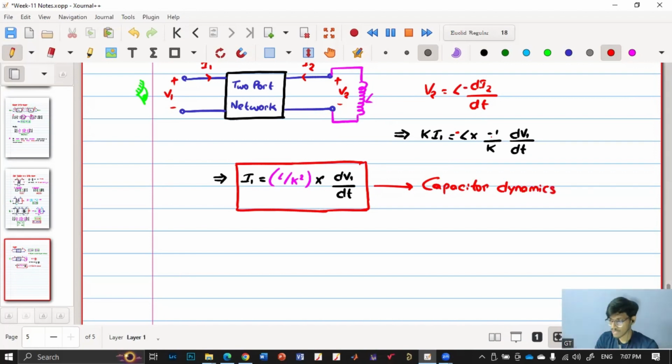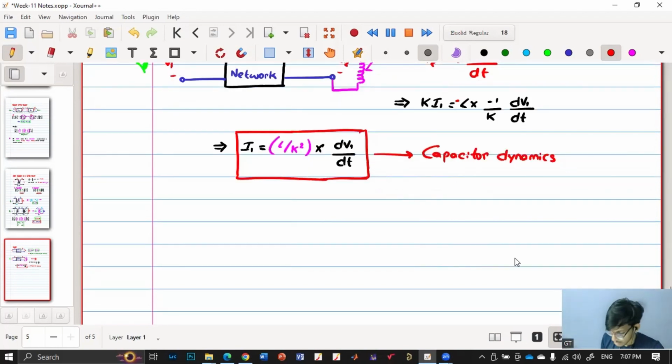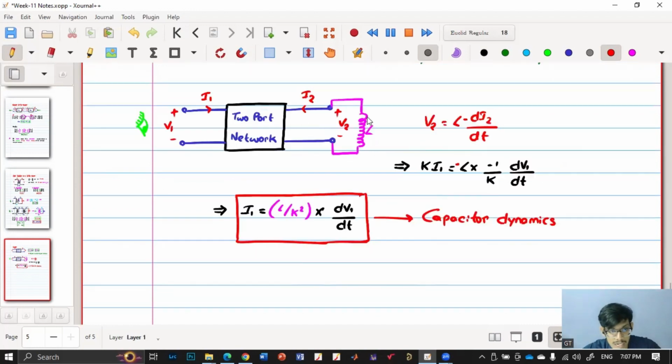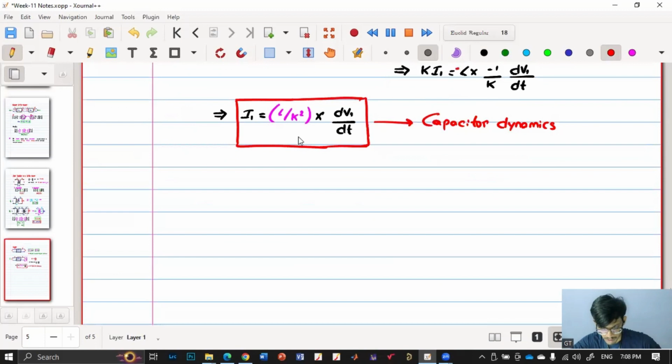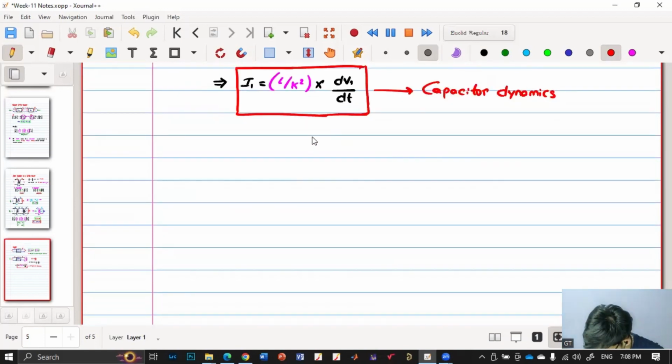So this is the equation of capacitor dynamics, as if there is a capacitor connected at the input port. If we connect an inductor at the output port, it looks as if there is a capacitance connected at the input port, with the capacitance value C equal to L by K square. Okay, so this is one functionality of the gyrator.